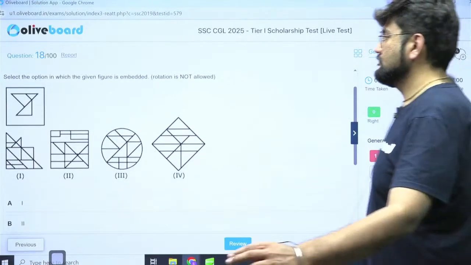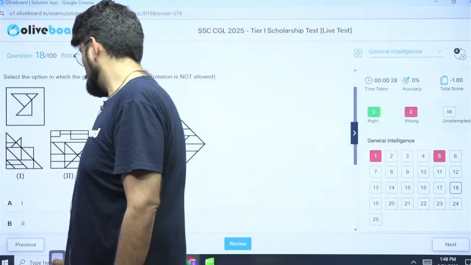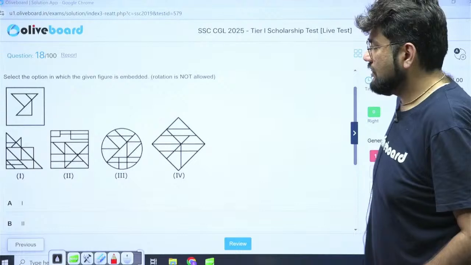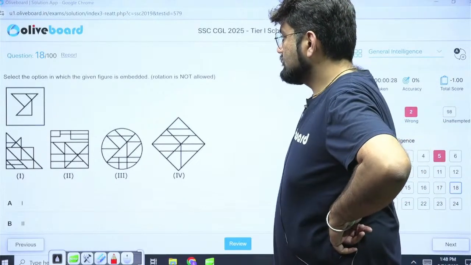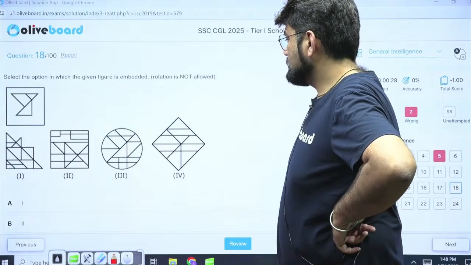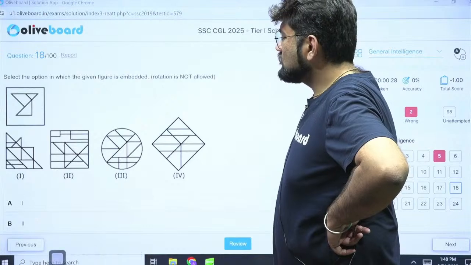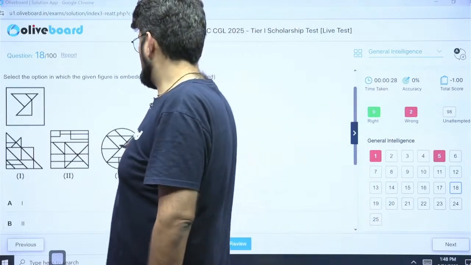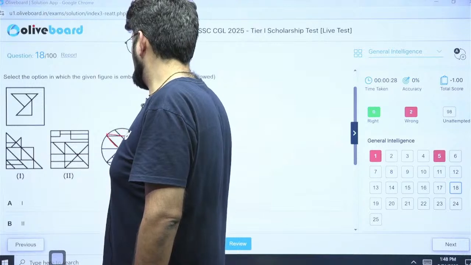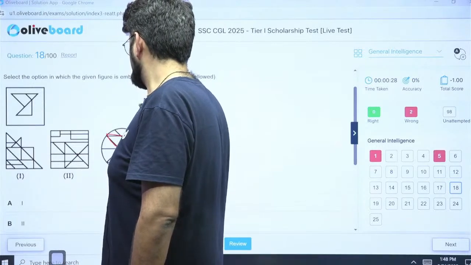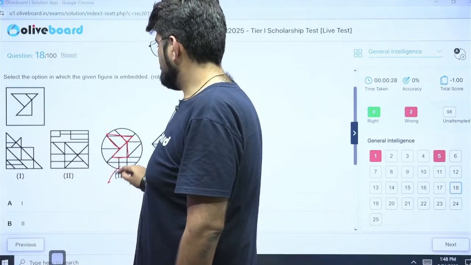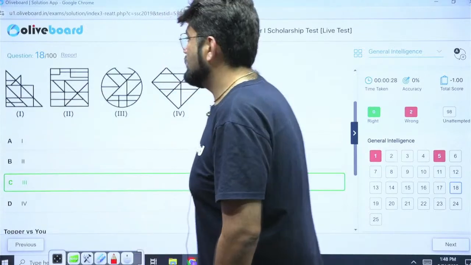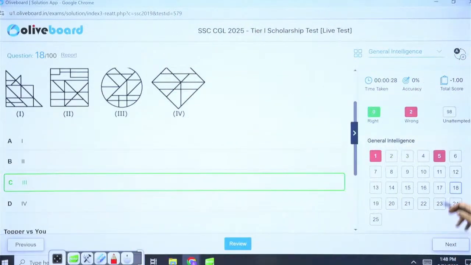Embedded. Rotation is not allowed. Which of the following options is the one in which the given figure is embedded? I think this is also clearly visible here. Figure 3. These questions are mostly visualization based questions. Question number 19.